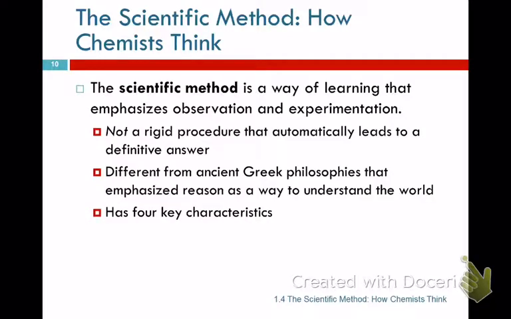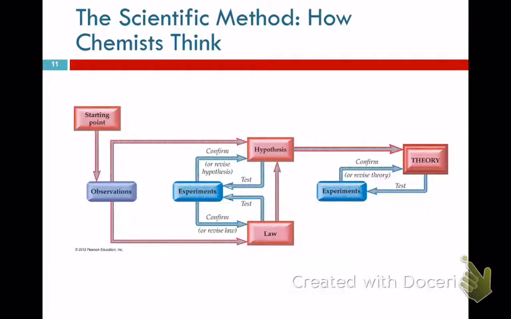So this is actually from chapter 1. We're talking a little bit about the scientific method. Like it says, the scientific method is just how we do things in science. It's not rigid. It's very flexible. The diagram for the scientific method is pretty horrendous, but it has 4 characteristics to it. And I'm going to show you what those things are.